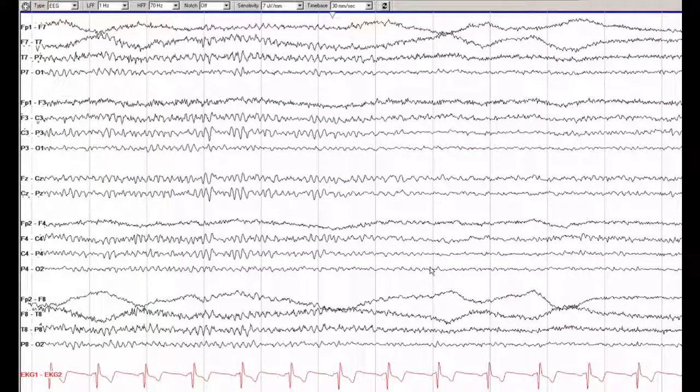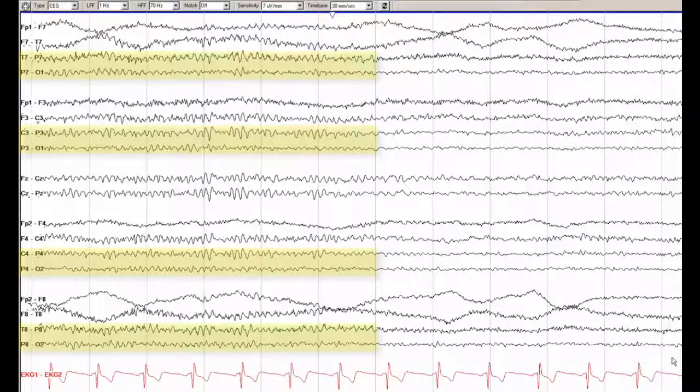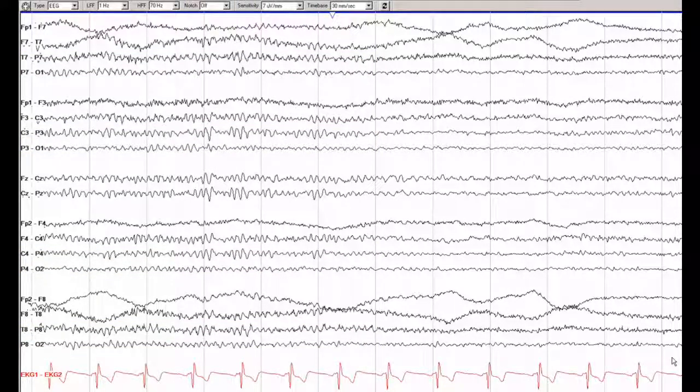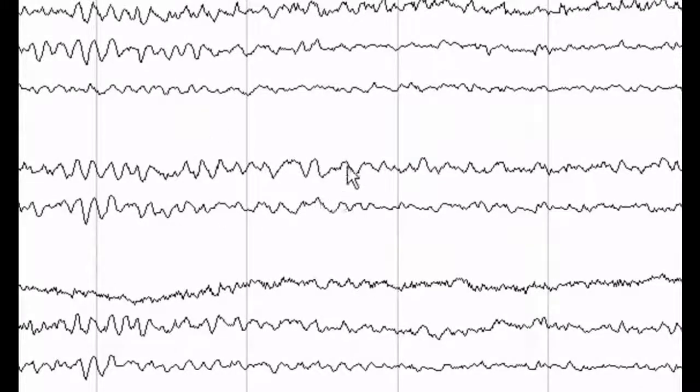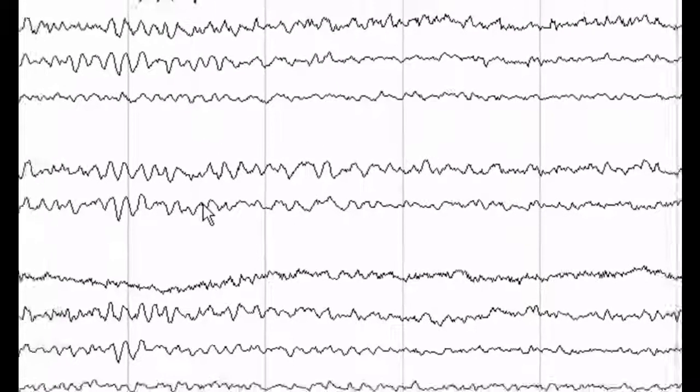As we move forward, we can see the alpha rhythm begins to drop out. Compare the first half of this page to the second half, and you can see that while there is a reasonably well-developed alpha rhythm in the first half of the page, this is not seen very well in the second half. Another thing that you are starting to see in the second half of the page is some excessive theta activity. This is probably best appreciated in some of the midline electrodes, such as right here.